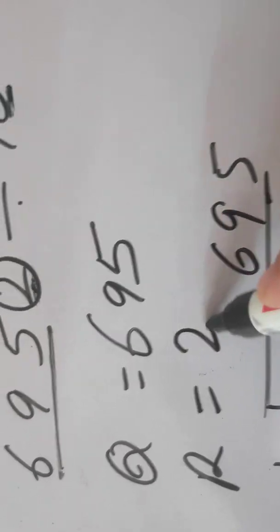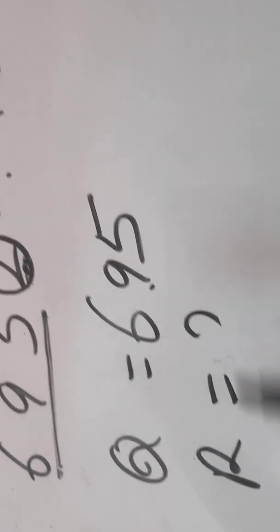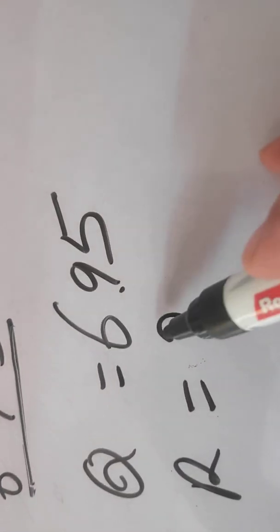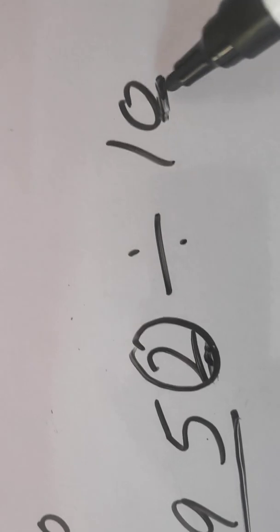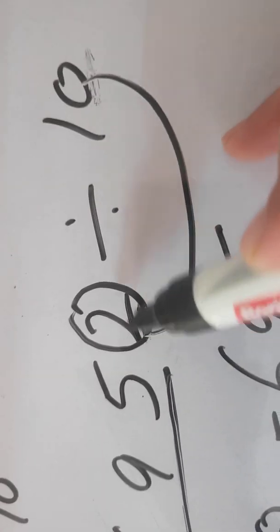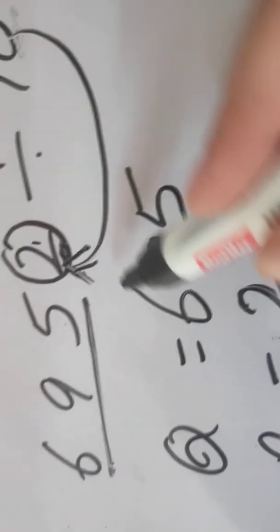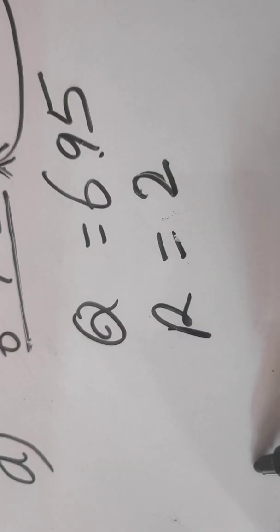What did we also write as the remainder? Remainder is 2, and quotient is 695. So without division you get your answer. How did you get the answer? When we are dividing by 10, 10 contains 1 zero. So from the dividend, the extreme right side 1 digit will be the remainder, and the rest will be your quotient.